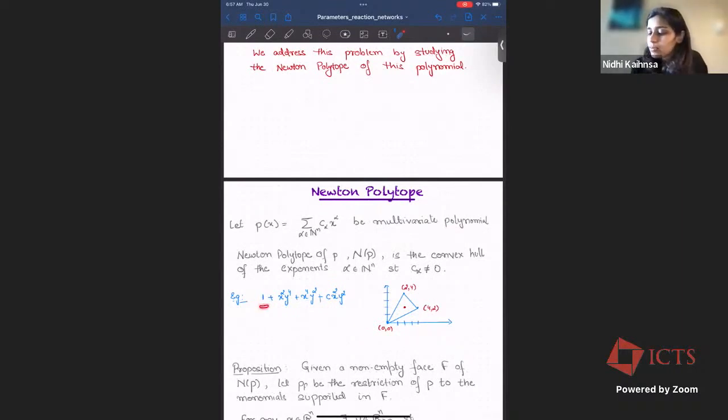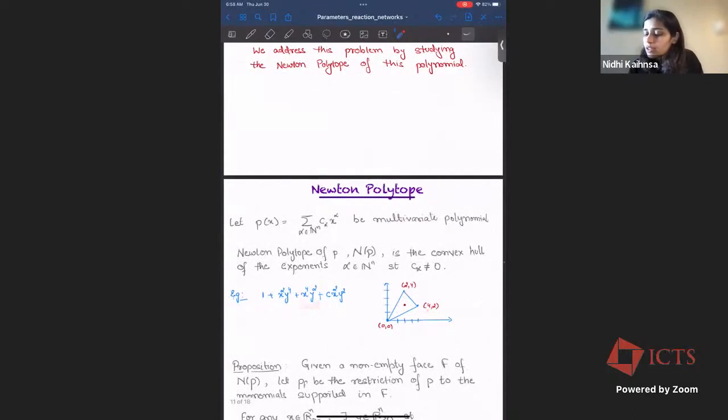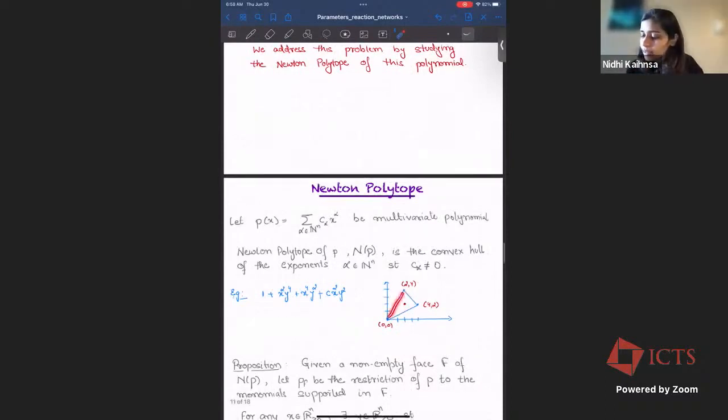So here, there are 4 monomials and their exponents are 0, 0. The exponent of x2, y4 is 2, 4. x4, y2 is 4, 2, and x2, y2 is 2, 2, which lies inside the convex hull of the rest of the exponents. And this triangle is the Newton polytope of this polynomial.